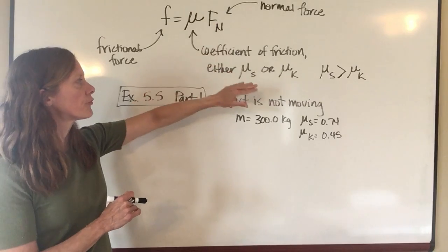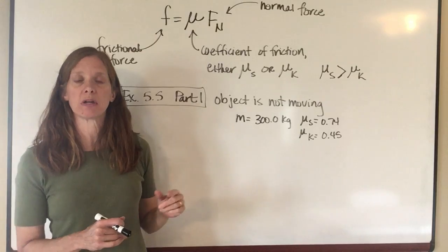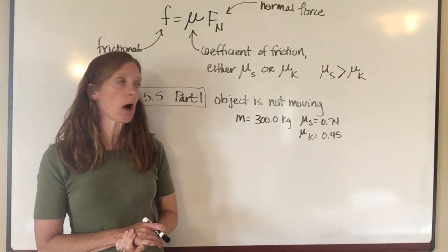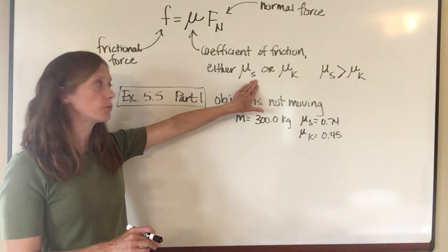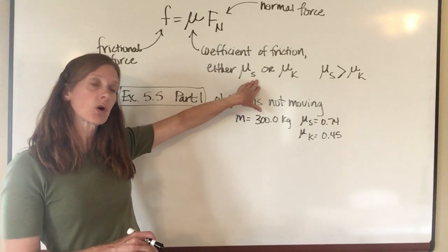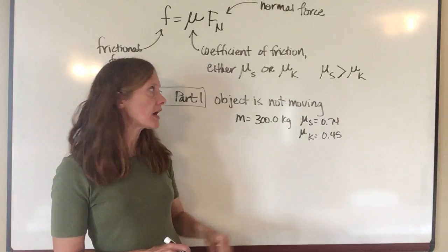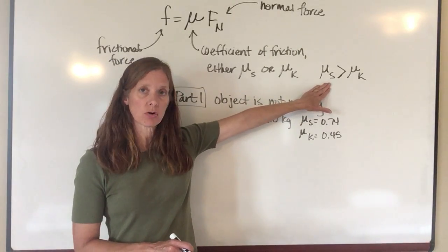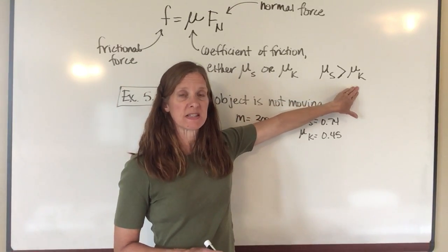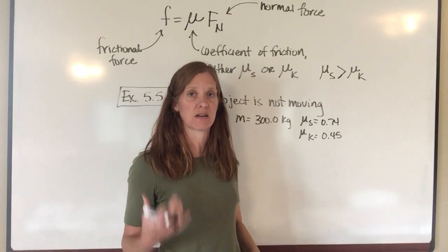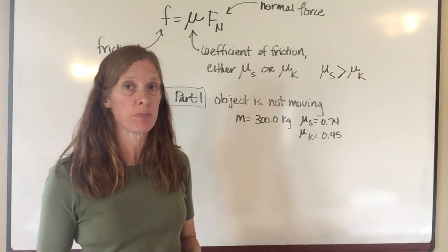So the coefficient of friction is represented by the lowercase Greek letter mu, and you have to be sure if the problem gives you both that you decide whether you're going to use the coefficient of static friction, which will be mu sub s, or whether you need the coefficient of kinetic friction, which will be mu sub k. Keep in mind that the static frictional coefficient is always going to be greater than the kinetic frictional coefficient, because we said static friction is always greater than kinetic friction. It's harder to get something to start moving than it is to keep it moving.